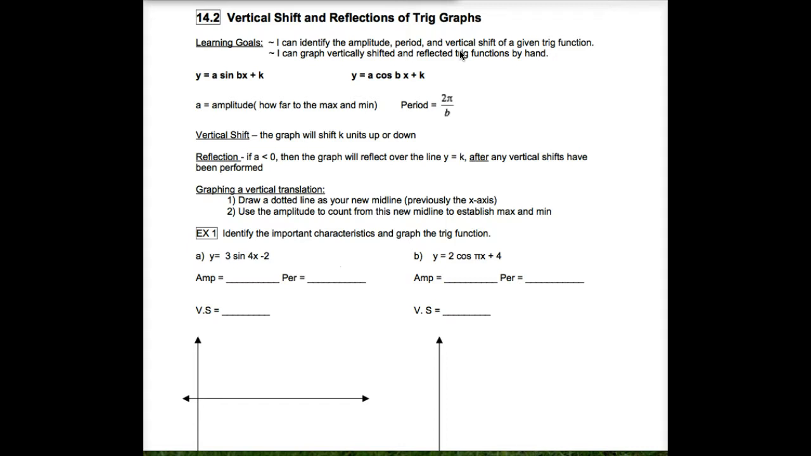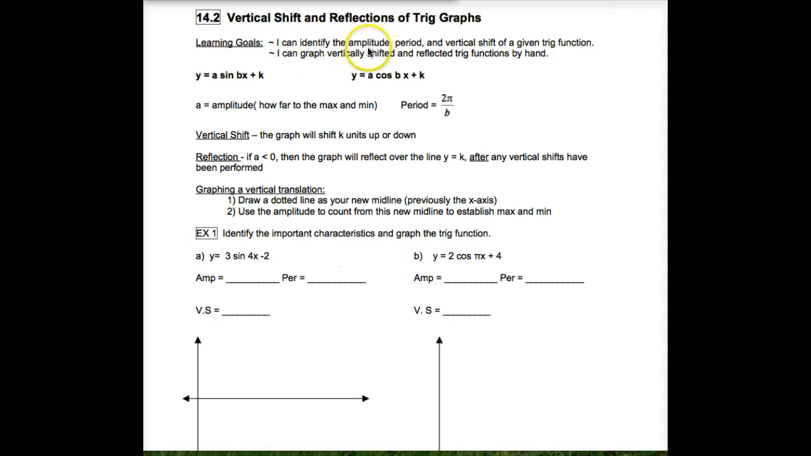shift and reflections. Now, there are additional transformations that you will learn in pre-calculus that we are not covering in the Algebra 2 curriculum. So there are more things that you can do with these graphs than just what we're looking at here. So our learning goals, some of them are the same.